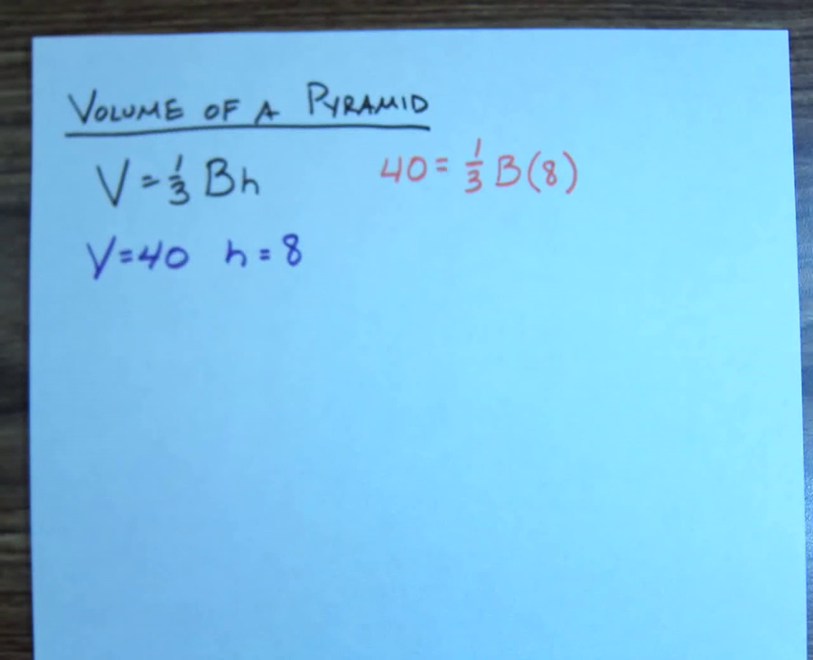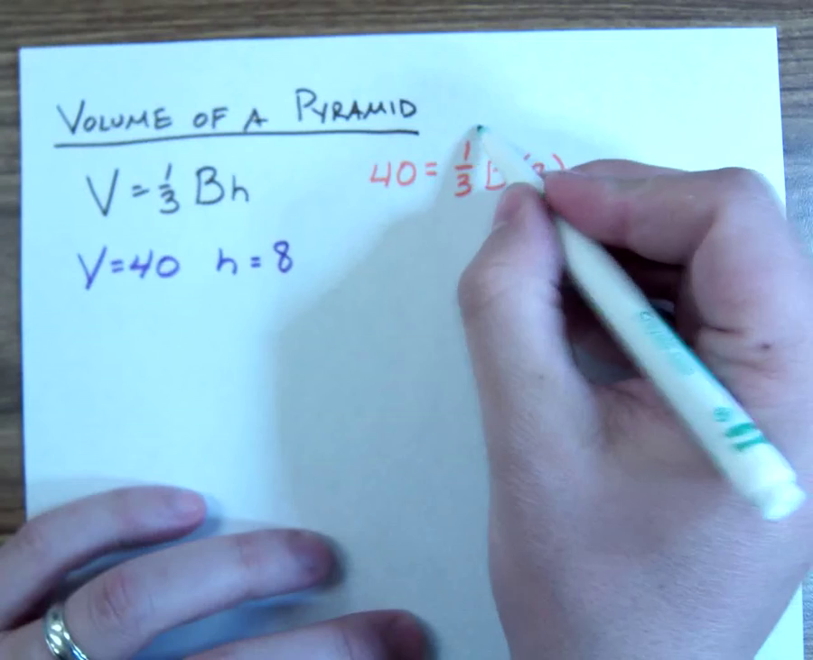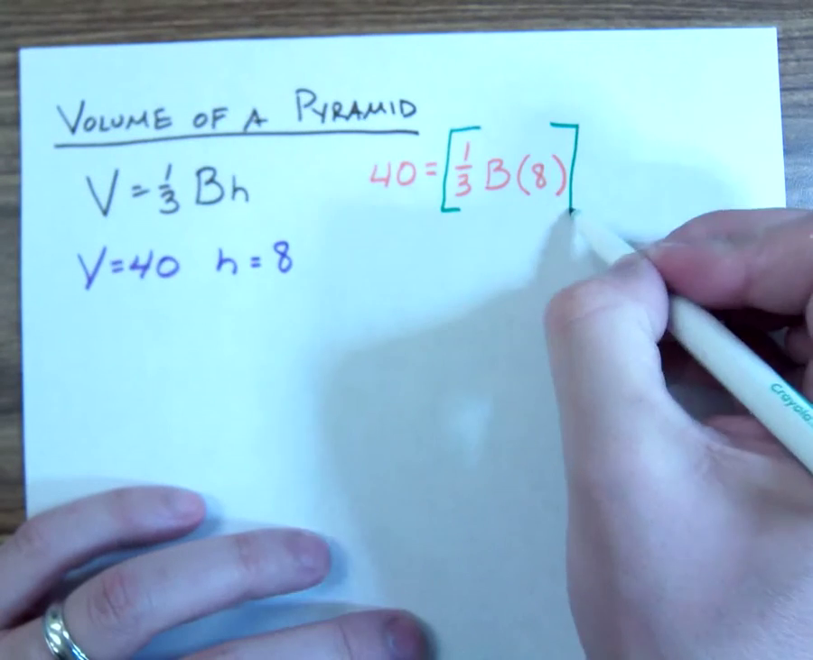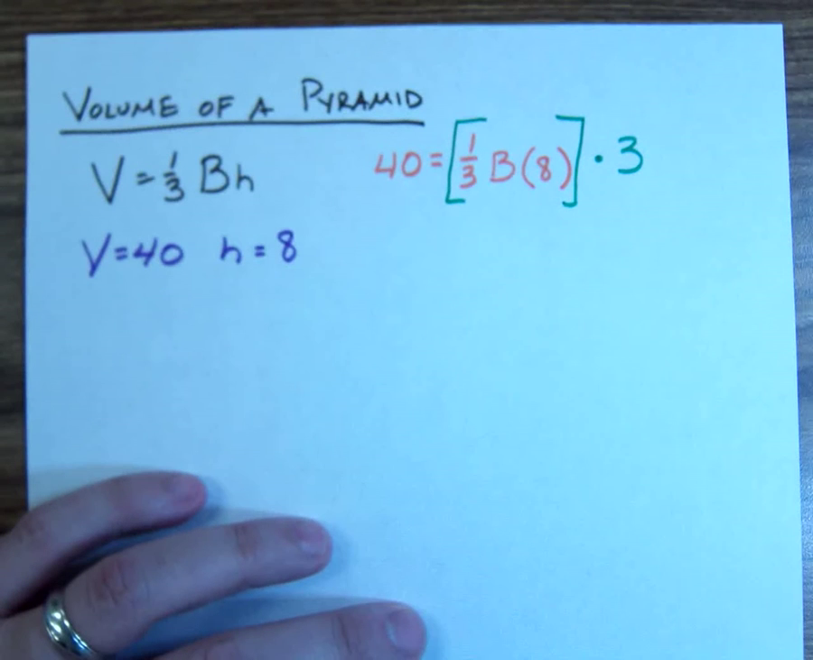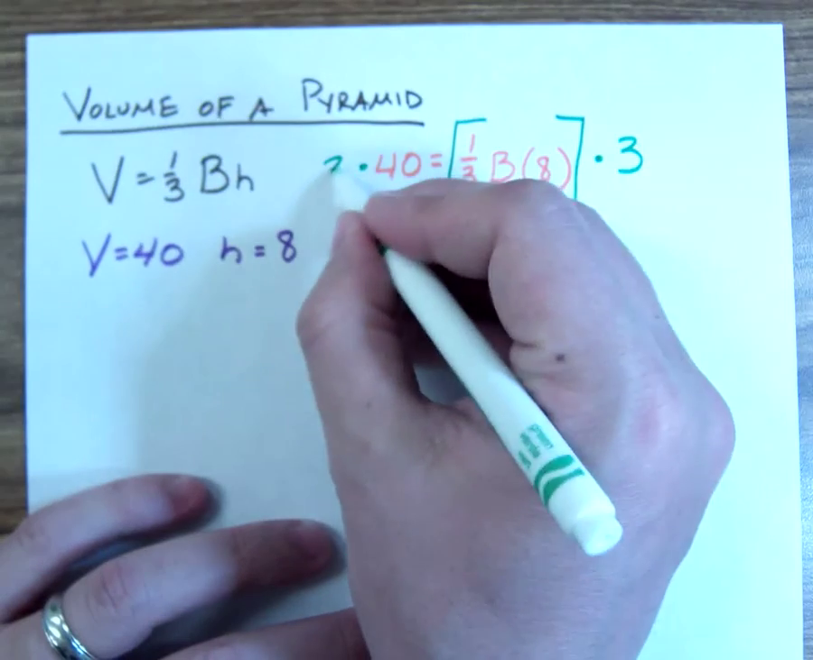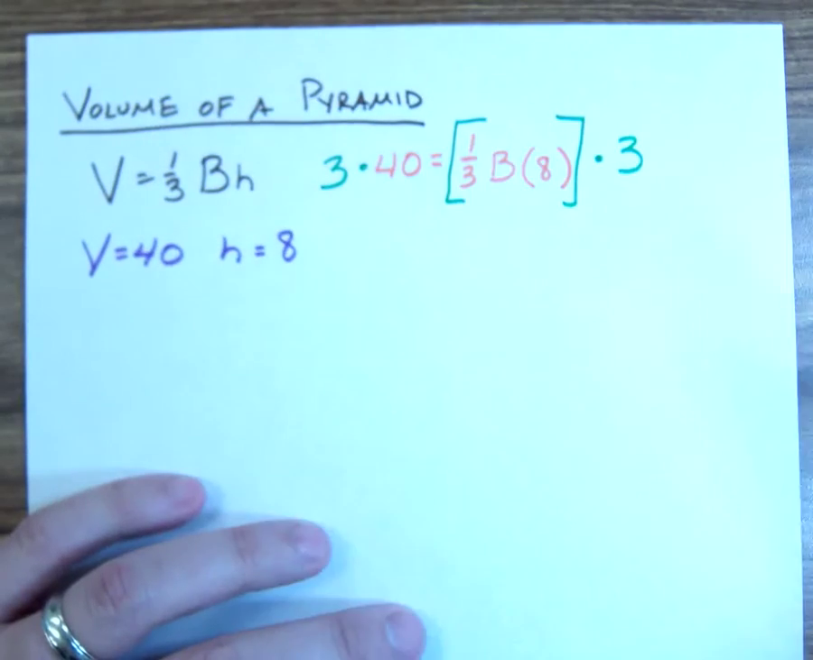Let's get rid of the fraction first. How do you get rid of 1/3? I could divide by 1/3. That would be okay. But one way that you can get rid of 1/3 is by multiplying by 3. And the reason that works is because 3 multiplied by 1/3 is 1. So let's multiply both sides by 3.